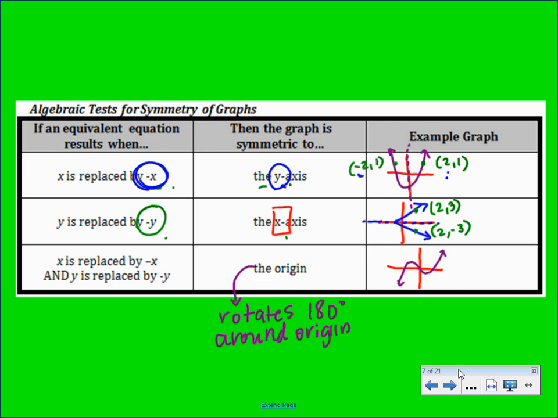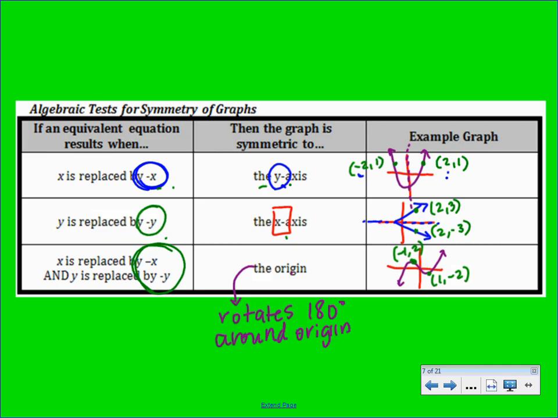Or origin symmetry. When we talk about its points, let's say we looked at this point over here. Let's say that's the point -1, 2. What would its symmetrical point be on the other side? +1, -2. Exactly right. +1, -2. What changed there? Both of them. When we do origin symmetry, we plug in a -x and a -y. Cool? Okay.